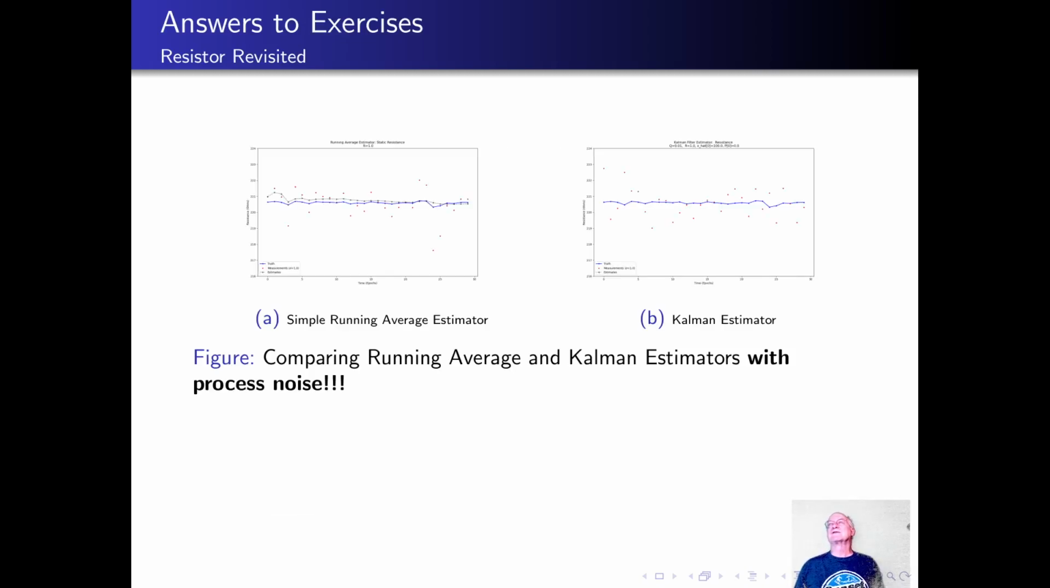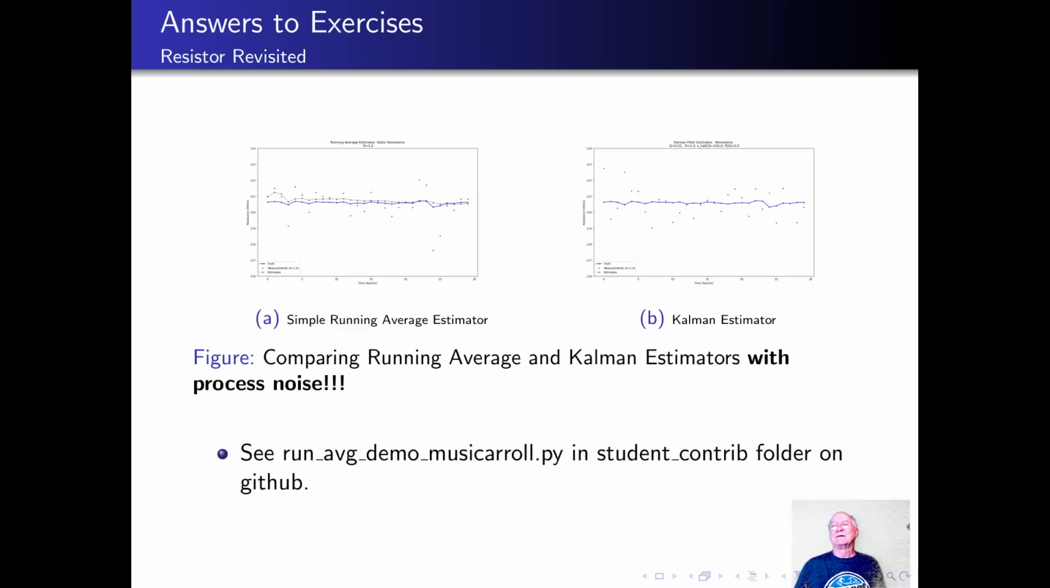So we'll look at the 2 charts here. You can see the one on the right is with the Kalman estimator. You'll notice that the black line for the estimator is hugging the blue line very, very closely. Okay, the same process noise is present in both models. It's just that the model on the right is a Kalman filter. So it gives you an idea of how well Kalman filters work. So take a look at the script that I modified. I put it in the student contrib folder out on GitHub.